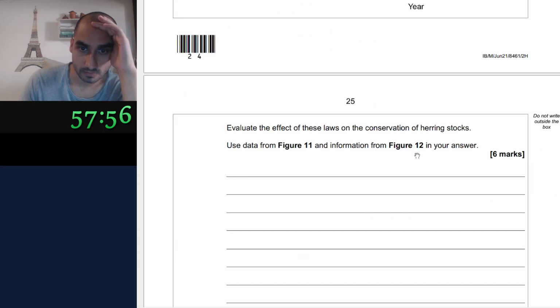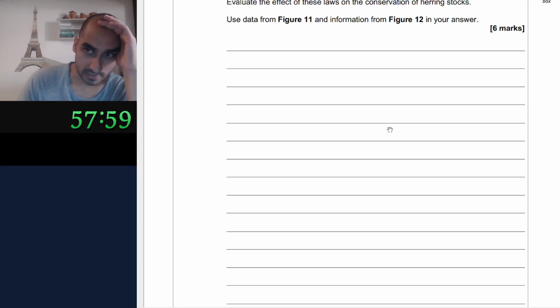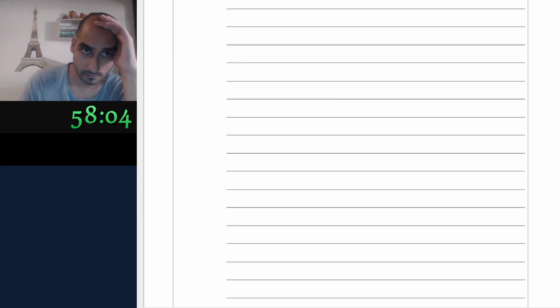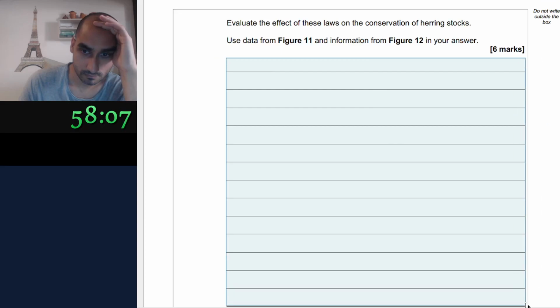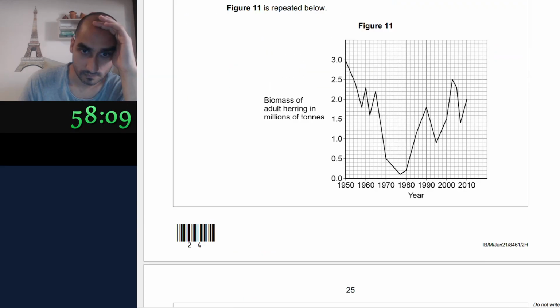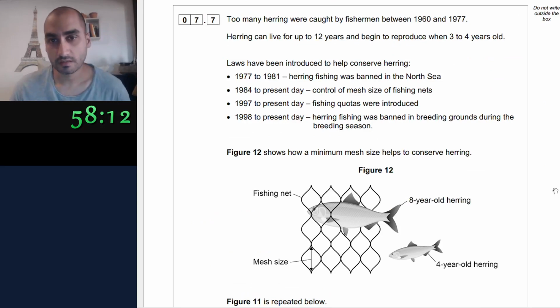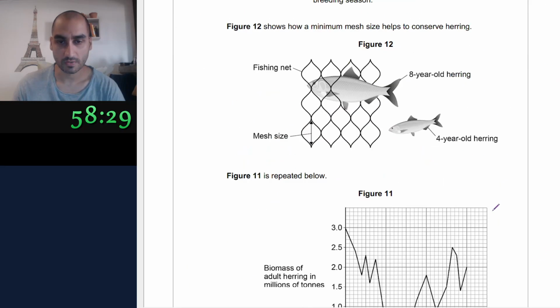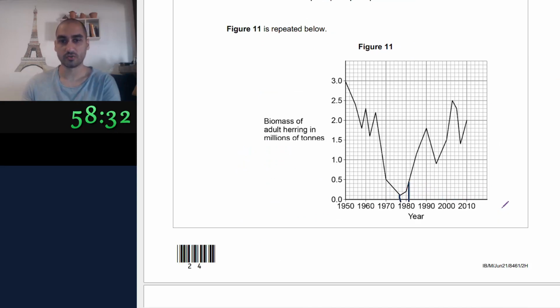Okay. 6 marks. Alright, start with banning herring fishing in the North Sea. 1977 to 1981. So there's only that section there. That's quite small, so you can't really draw many conclusions from that.